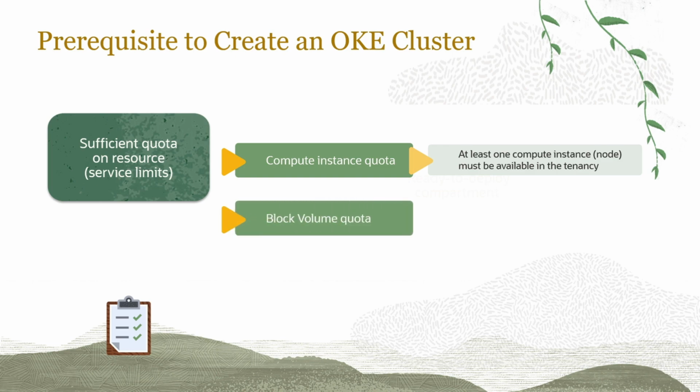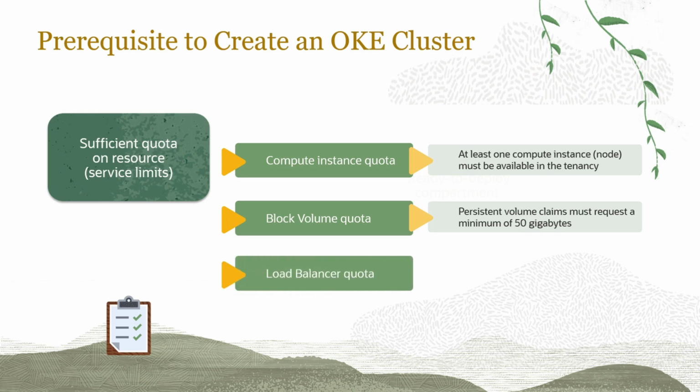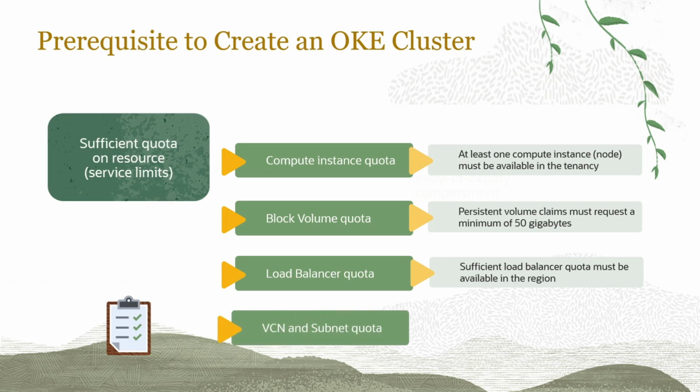Block volume quota. If you plan to create Kubernetes persistent volumes, ensure there's enough block volume quota in each availability domain to fulfill the persistent volume claim. Make a note that these claims should request a minimum of 50 gigabytes. Load balancer quota. If you are considering creating a load balancer to distribute traffic between nodes running a service in your Kubernetes cluster, make sure there's sufficient load balancer quota available within the region. When creating clusters, sufficient VCN and subnet quota must be available in the region.